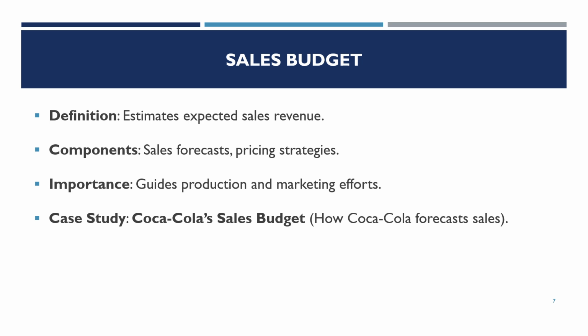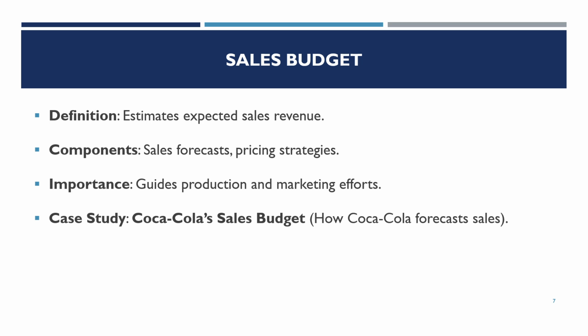Next is the sales budget. The sales budget is the estimation of the expected sales revenue. In simple words, the sales budget estimates the expected sales revenue for a given period. It includes sales forecasting and pricing strategies. You can take any one product of your industry and make a forecast of how you are going to sell it and what amount of product you can sell. That forecasting you can go through.